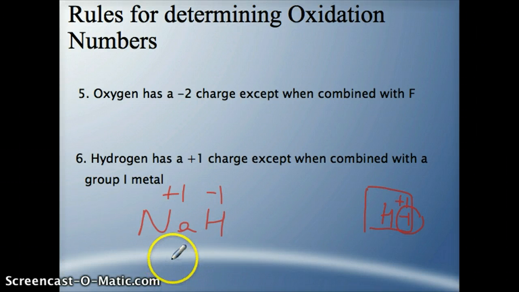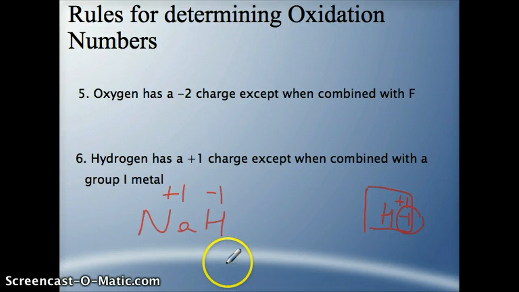Again, if it's with a metal, metals always come first. Metals are always going to be positive. Hydrogen is a nonmetal, so in this case it would have the negative charge. Again, 99.9% of the time, hydrogen is +1. Only when it's combined with a group 1 metal will it actually have a -1 charge.